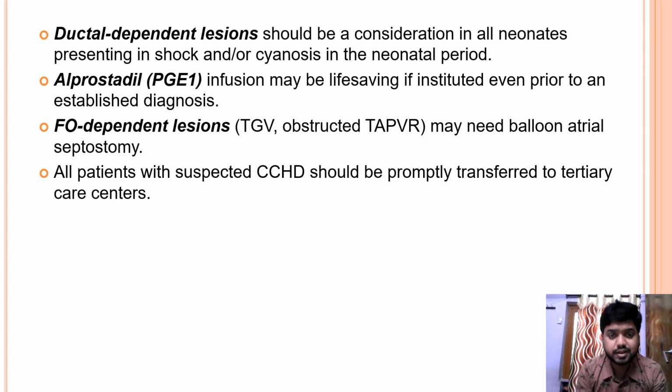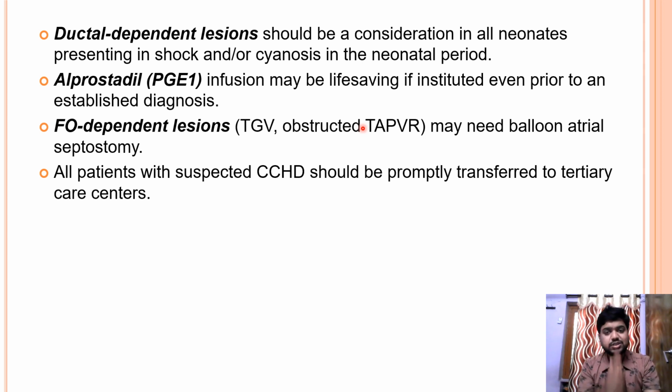Whereas foramen-dependent lesions, like TGA and obstructed TAPVR, transposition of great arteries and obstructed TAPVR, may need balloon atrial septostomy. Yes, definitely. Because in obstructed total anomalous pulmonary venous return, all the pulmonary venous return is coming to the right side, and how is this blood supposed to go to the left side? There should be some communication between right and left, isn't it? If there is no communication, suppose the atrial septum and ventricular septum are intact, and all your pulmonary veins are landing up in the right side, how is your left atrium going to receive blood? Where from is it going to receive blood? If there is no blood in the left atrium, how is your left ventricle going to pump to the systemic circulation?